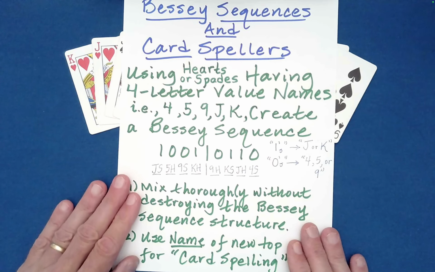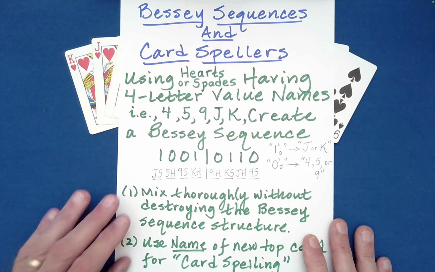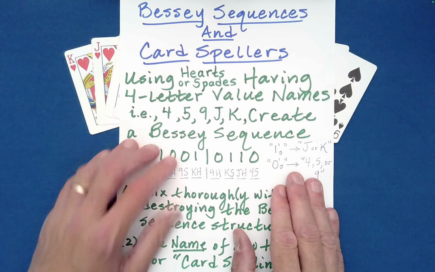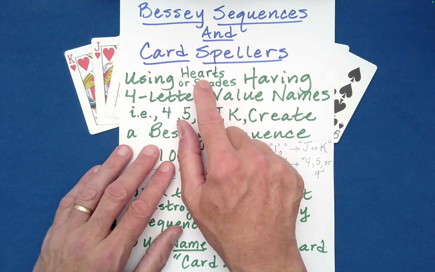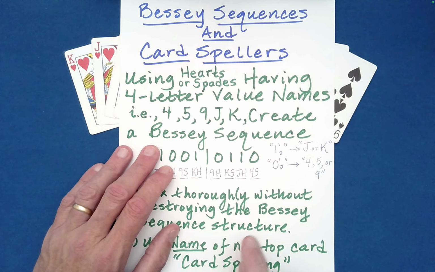Okay, so first off, let's just take a look at a quick write-up here. So what we're doing here is Bessey sequences and card spellers. So for this effect here, we need to restrict our attention to hearts and spades. So that's something to remember.